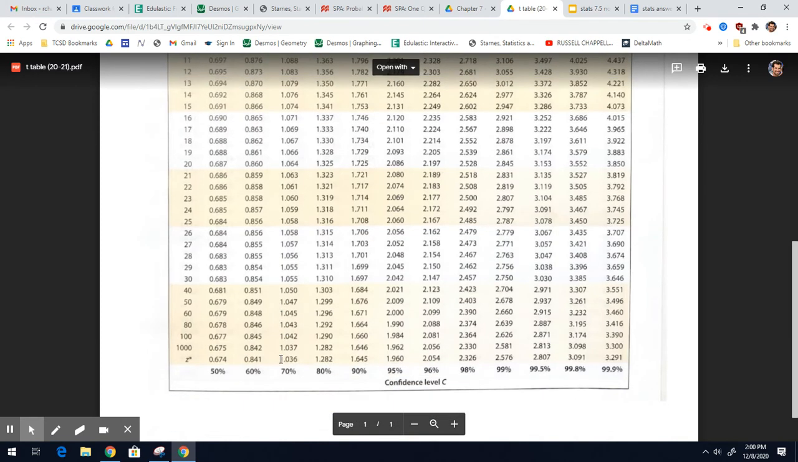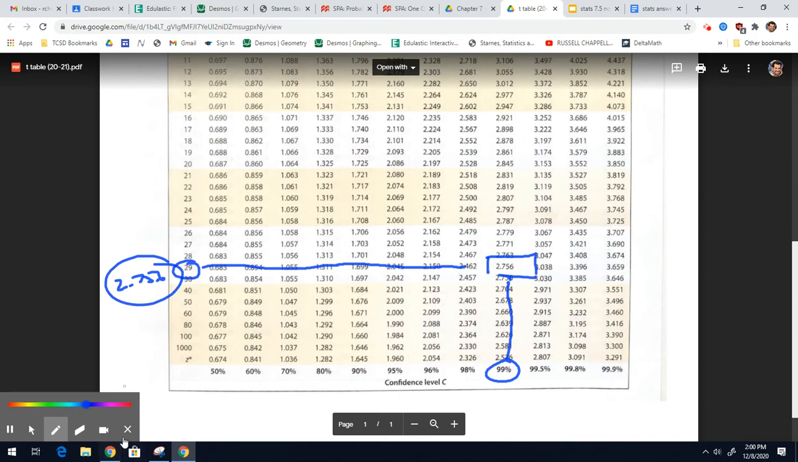Table B. So here we go. Find 99%. Find 29. Go up. Go over. And there we go. 2.756 is my t star value.